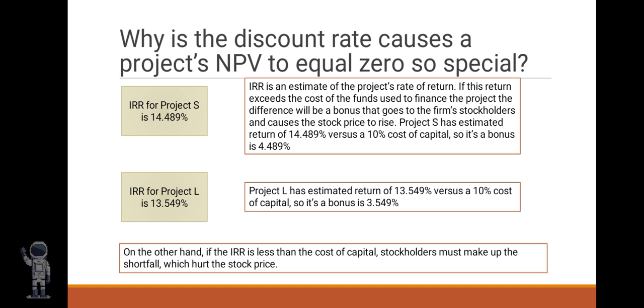So the IRR of project L has an estimated return of 13.549% versus the 10% cost of capital, so its bonus is 3.549. On the other hand, if the IRR is less than the cost of capital, the stockholders must make up a shortfall which hurts the stock price. So if your IRR drops below 10%, the burden falls on your stockholders. They have to fill up the missing pieces.